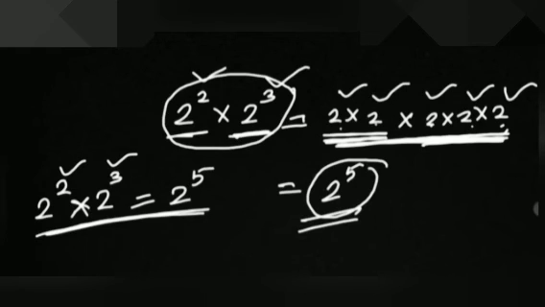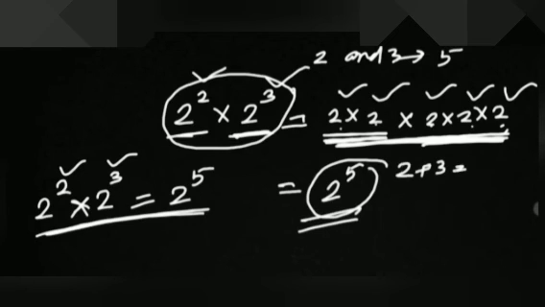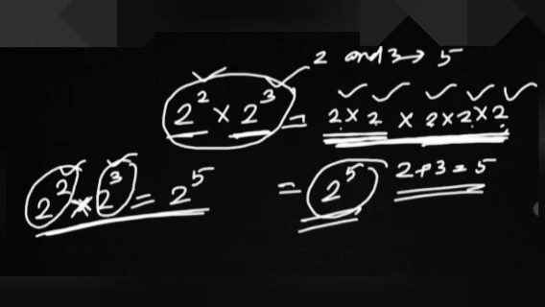Who can say? Can we connect 2 and 3 with 5? Yes, of course. We know that 2 plus 3 is equal to 5. That is the relationship between 2, 3 and 5. So on multiplying two power forms, their powers get added.